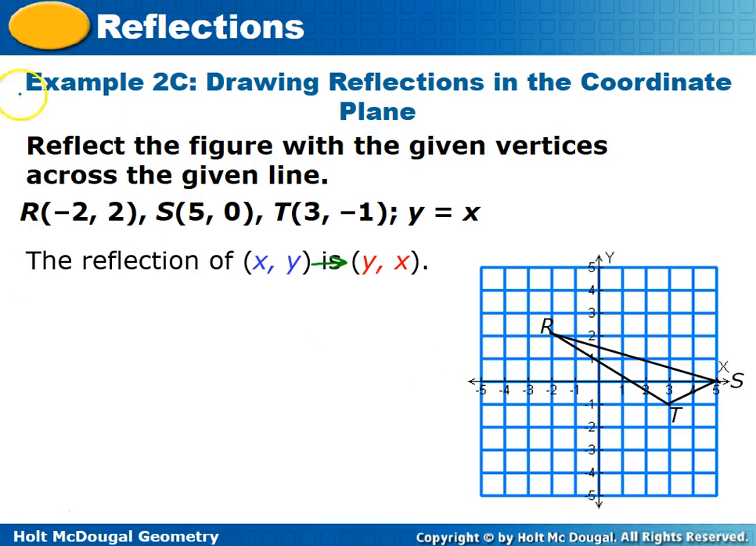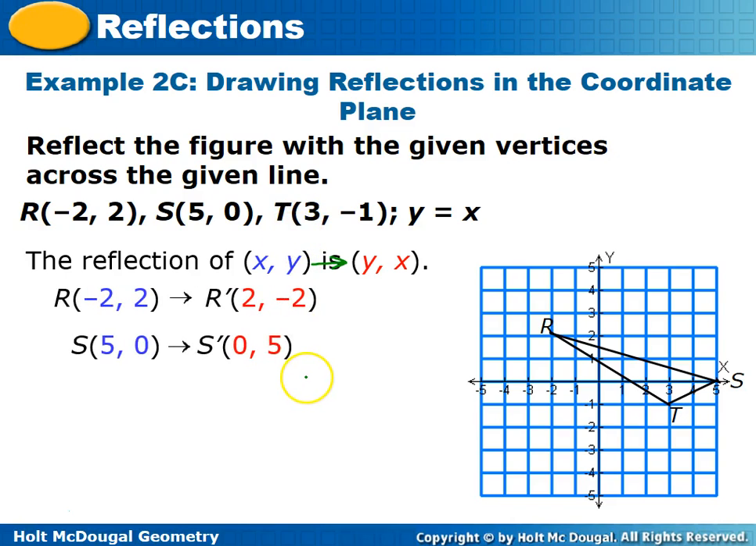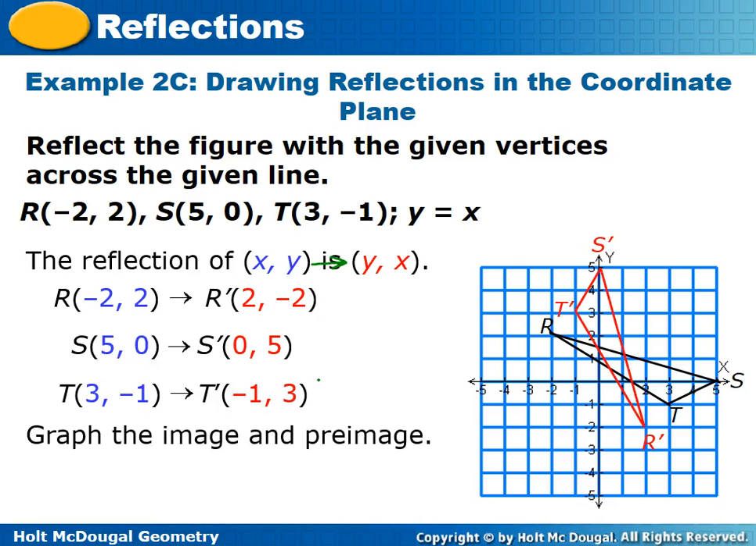So for R up here, we're going to do (2, -2). For S, we're going to do (0, 5). For T, we're going to do (-1, 3). So those are going to be our R prime, S prime, T prime. Then once again, we're going to plot those.